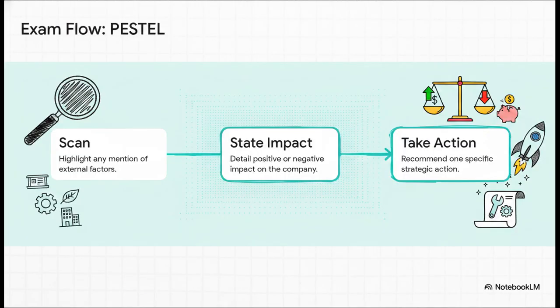So the absolutely crucial point here is how you structure your response. This 3-step flow, this is your golden formula. Step 1, extract the external factor or trend directly from the scenario. Step 2, clearly state whether this helps or hurts the company's bottom line or its operations. And step 3, which is where you actually earn your keep, confidently recommend one specific action. Never just describe the factor. Always close the loop with an action plan.